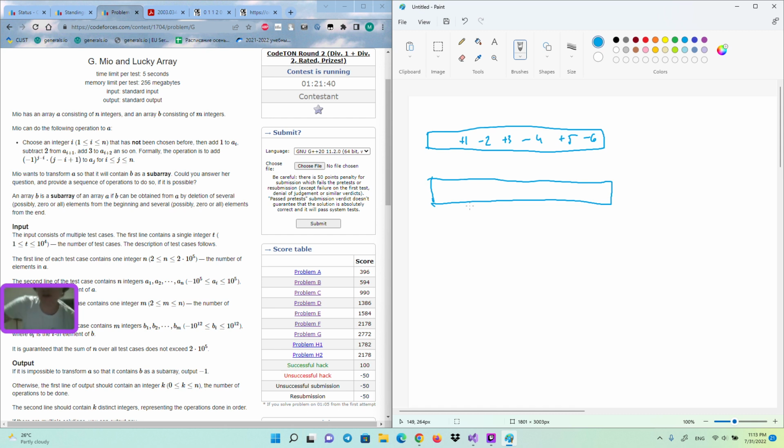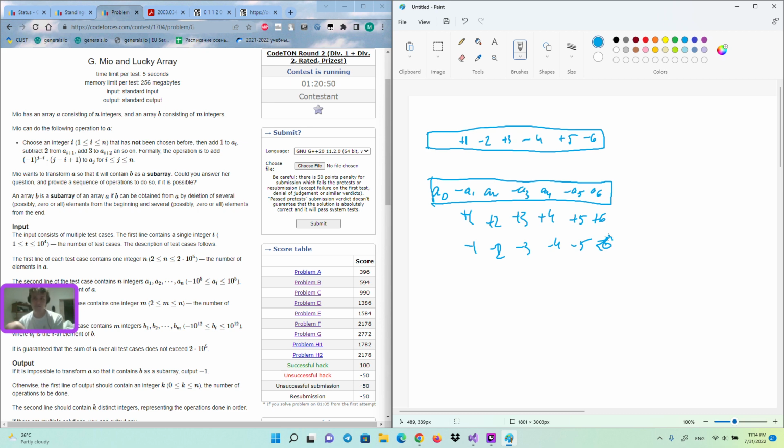Okay, firstly we can do the following. We can make it a0 and this minus a1, a2 minus a3, a4 minus a5, etc. In this case, we do plus 1, plus 2, plus 3, plus 4, plus 5, plus 6, or minus 1, minus 2, minus 3, minus 4, minus 5, minus 6, depending on their parity.